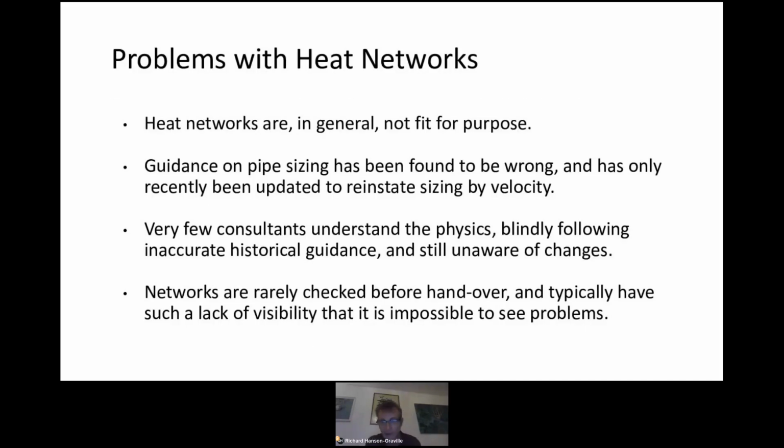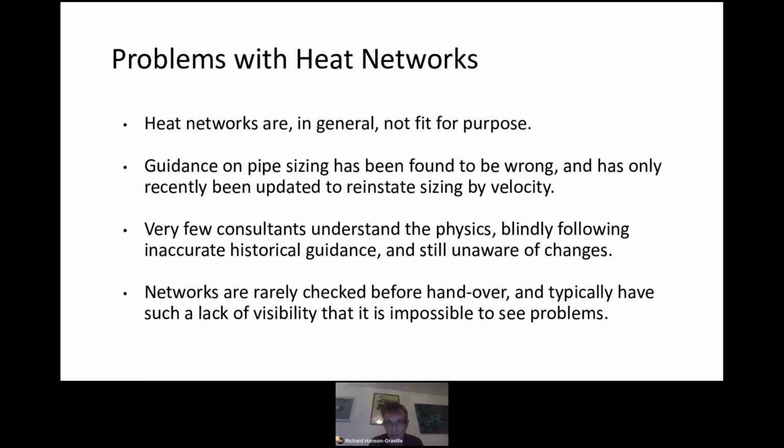Right, jumping into heat networks. Okay, to put it bluntly, heat networks in general, they're not really fit for purpose, certainly the historical ones. There are some fundamental reasons for this. Guidance on pipe sizing has been found to be wrong, typographic errors. It's only recently been updated through an erratum to CIBSE Guide B to reinstate sizing by velocity. So, if you followed the book, you couldn't get it right historically.